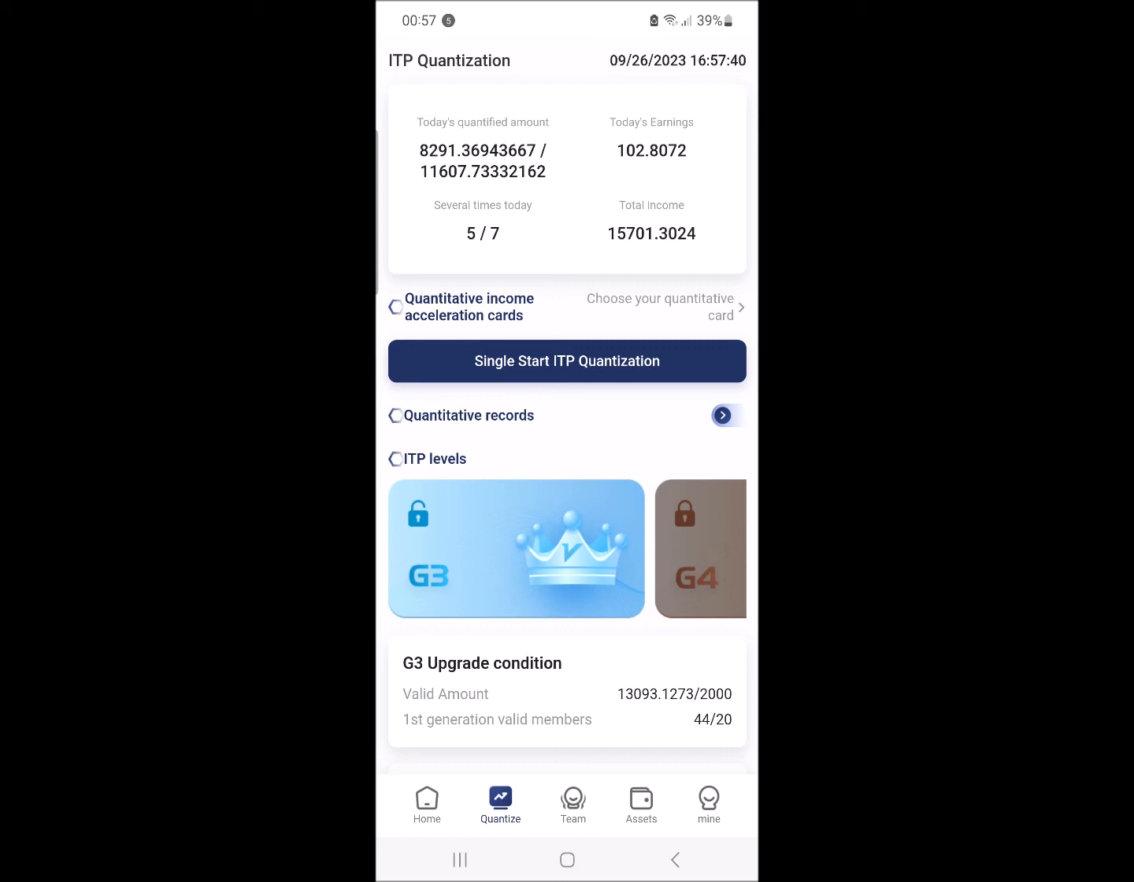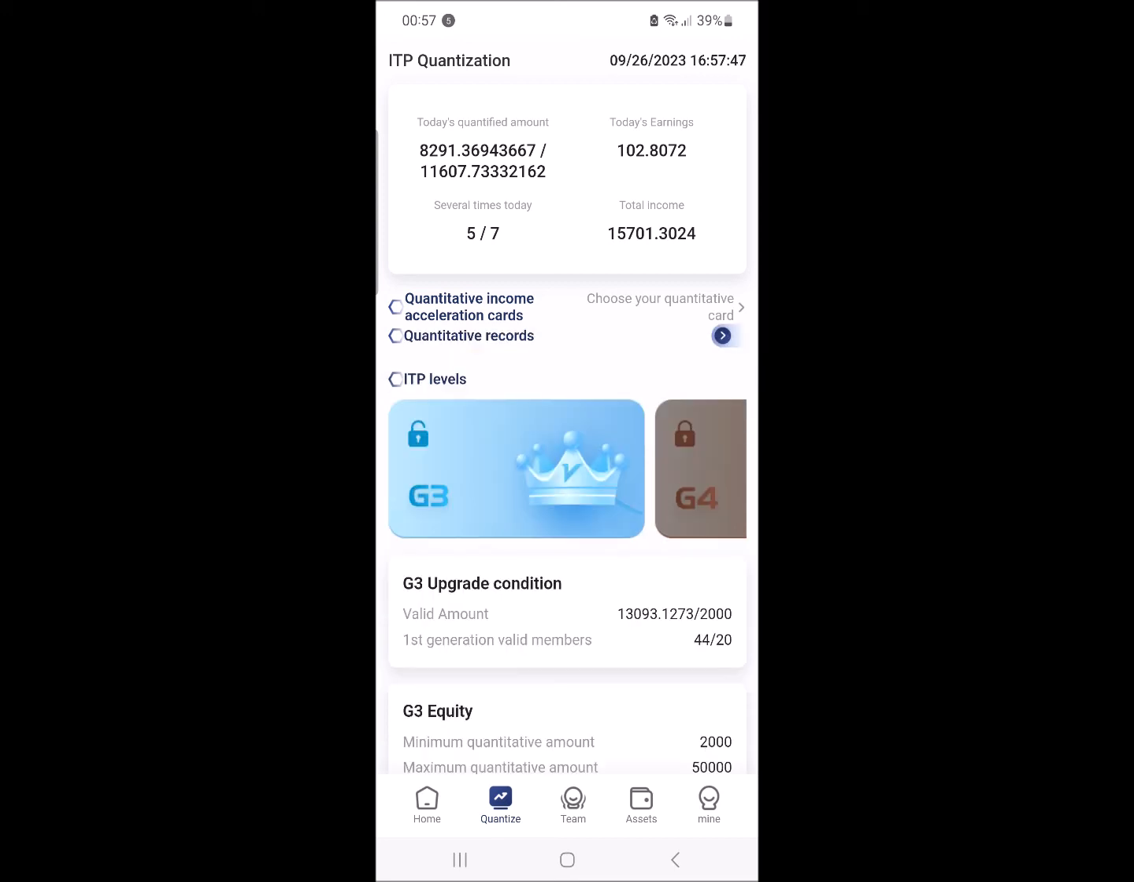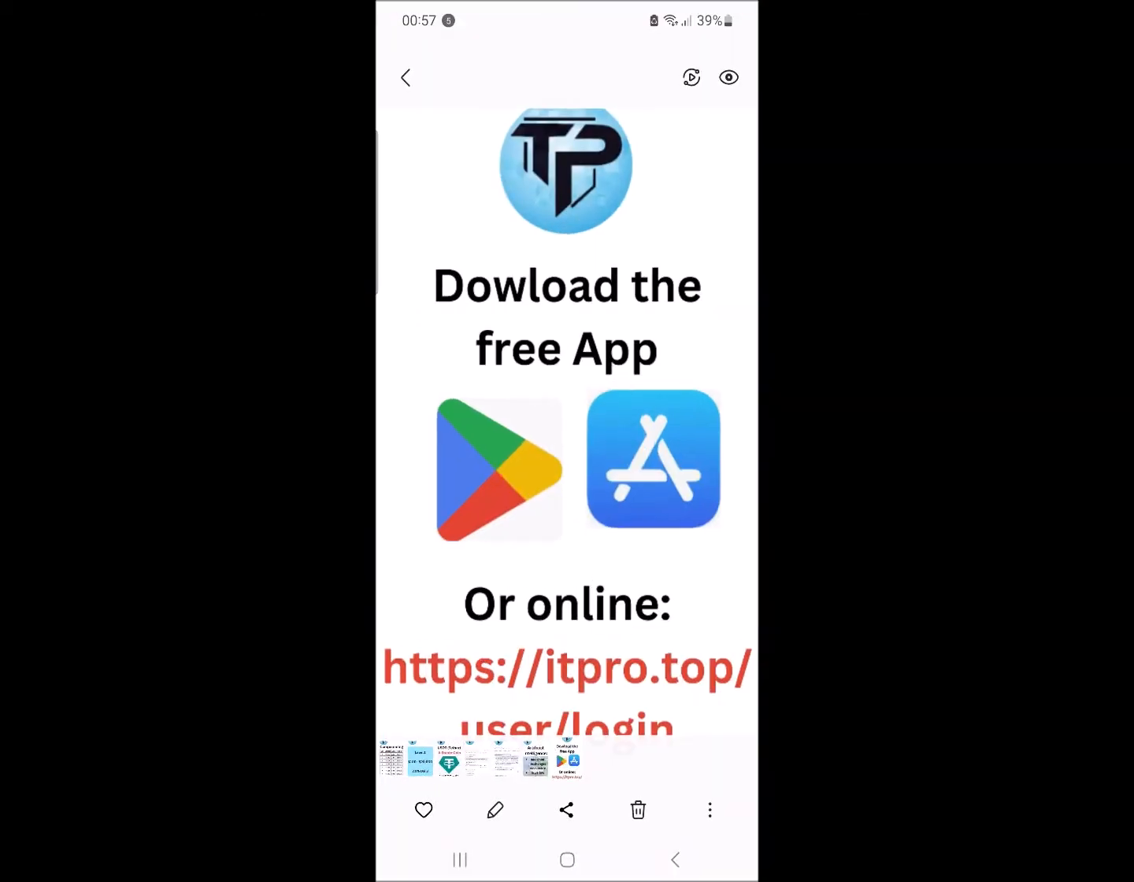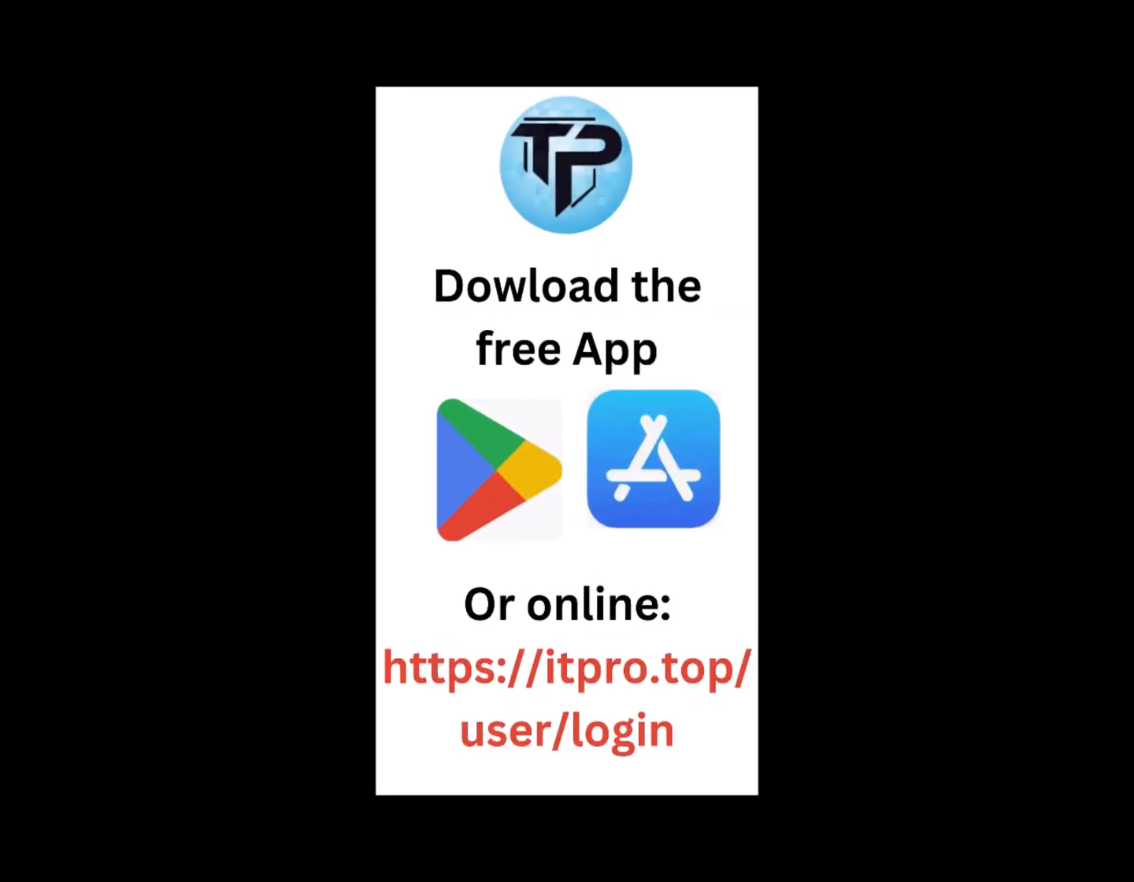I'm not going to make you sit through 5 trades because that does get a little bit boring after a while. So what I'm going to do is start the trade running in the background, and in the meantime we're going to go over and look at a little presentation that we prepared.